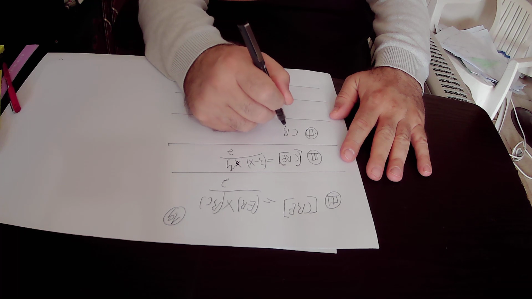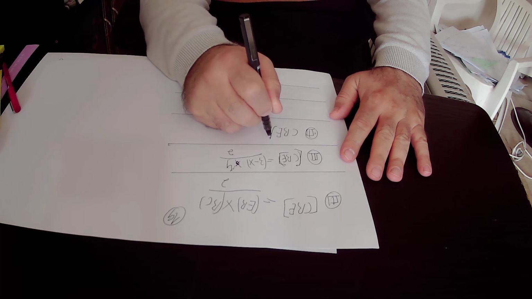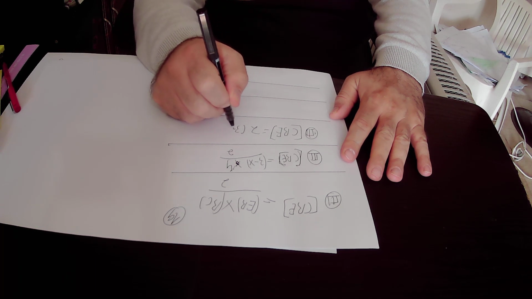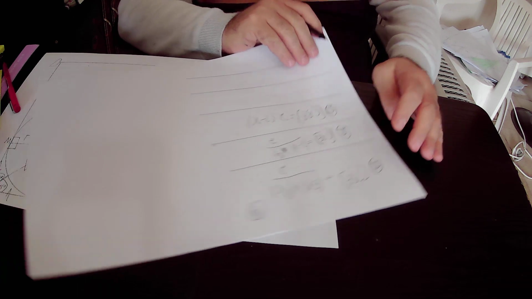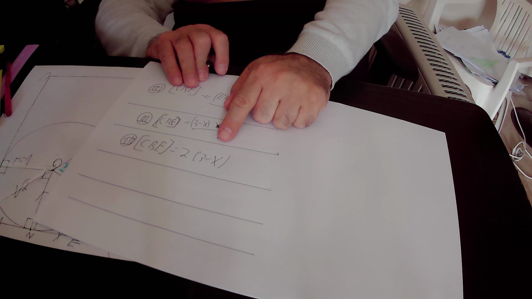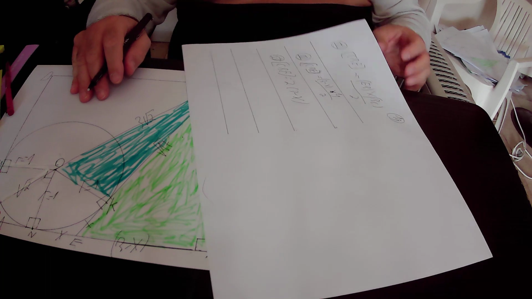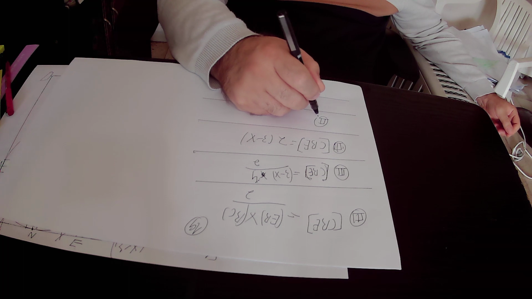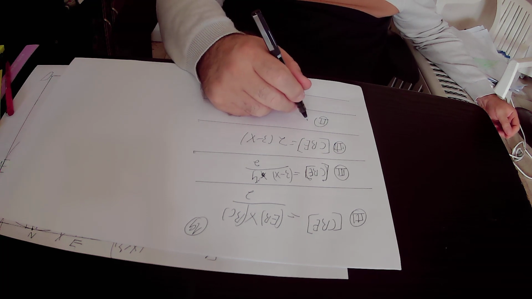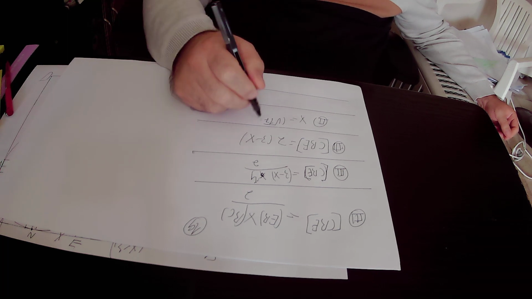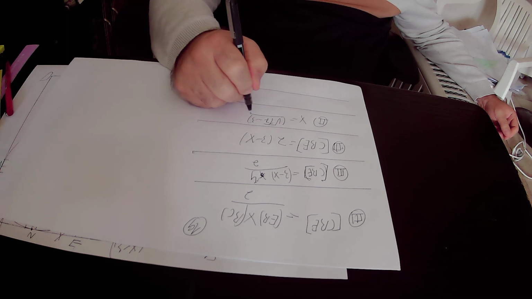So the area of the green right triangle CBE equals 2 times 3 minus x. I'll repeat again, the area of the green right triangle CBE equals 2 times 3 minus x. But we have already found out that according to equation number 2, the value of x is actually square root of 17 minus 3 over 2.